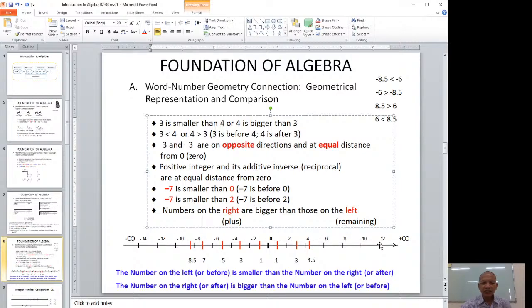So from 0 to 12 and from 0 to negative 12, the distances are equal but in the opposite direction. All numbers on the right are bigger than the ones on the left. The number on the left, or before, is smaller than the number on the right, or after.